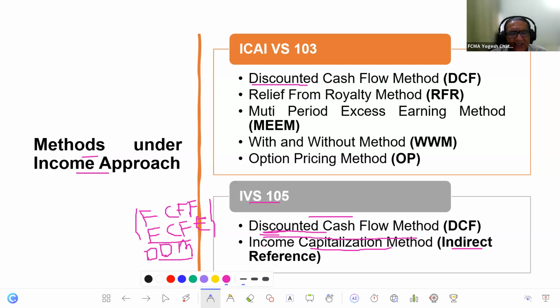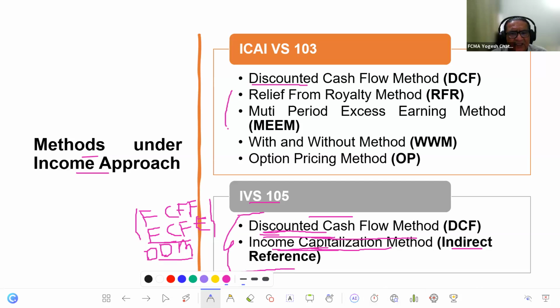So we can make use of the dividend discount model. That is one of the examples of the income capitalization method. So in short, under a DCF, the estimated value can be derived either based on the free cash flow, or based on the capitalization of the income.